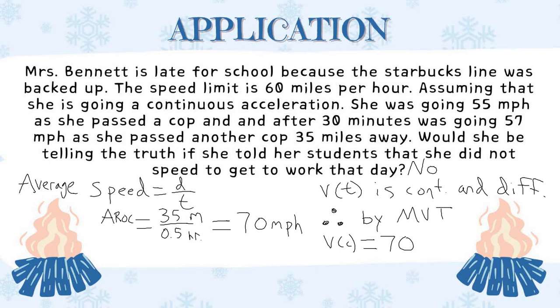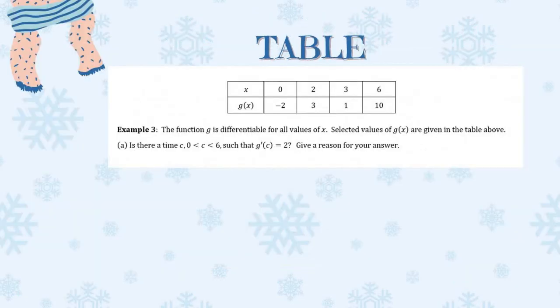Alright, what questions do we have on this one? So, what's our next one? This is another table problem, slightly different than the one we saw earlier. It says the function g is differentiable for all values of x. Selected values of g are given in the table above. Is there a c on the interval 0 to 6 such that g prime of c equals 2? Give a reason for your answer.